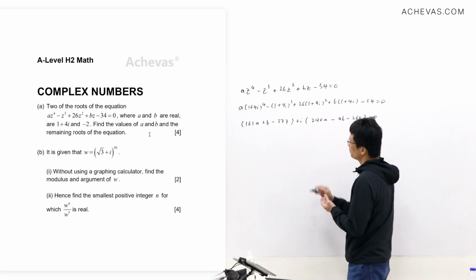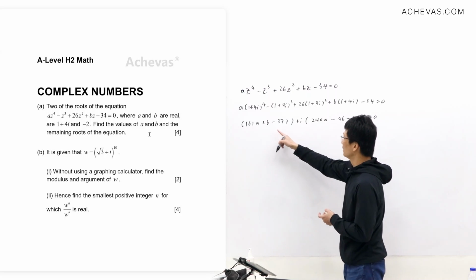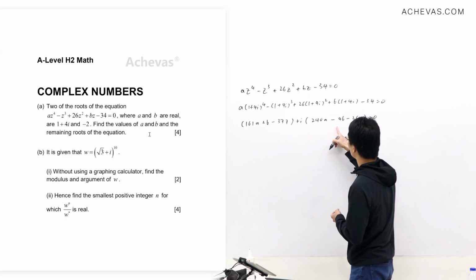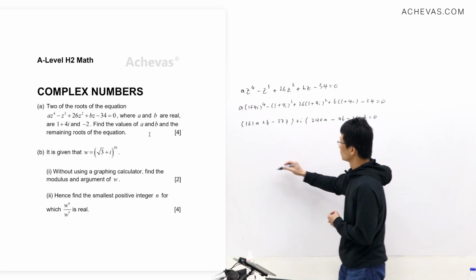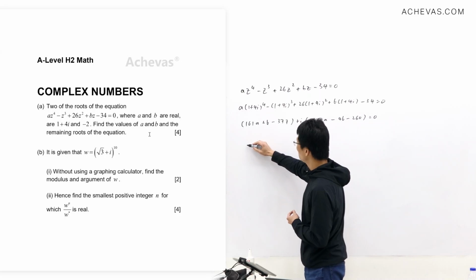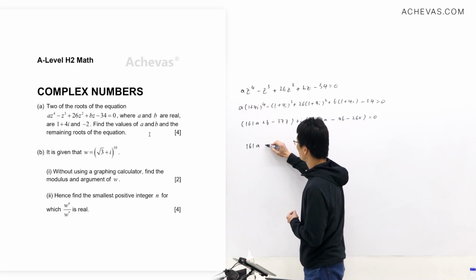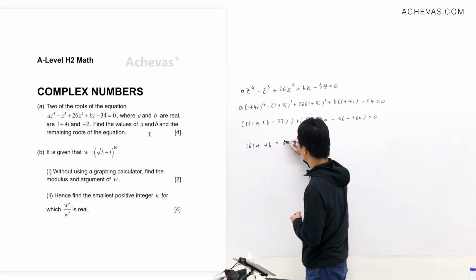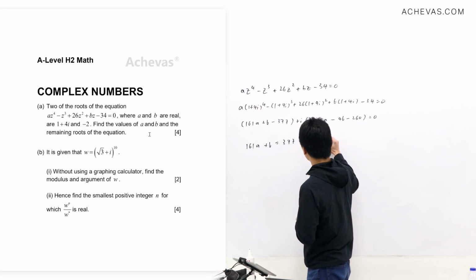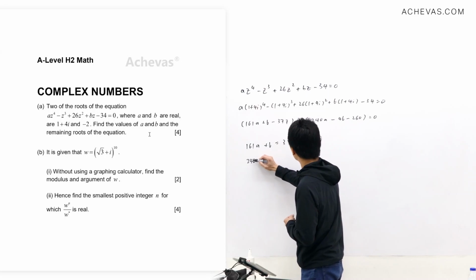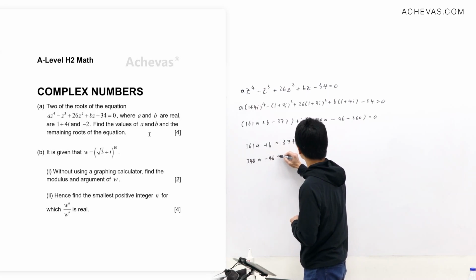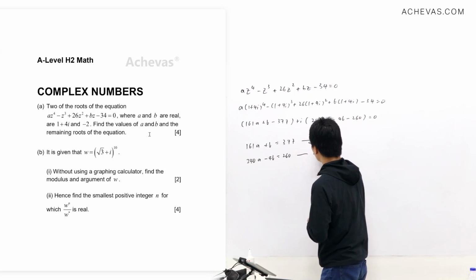By comparing the real part and the imaginary part, we can see that this term here is equal to 0, and this term here is also equal to 0. So we will be able to extract out two equations. We get 161a plus b equal to 377, we call it equation 1. The other equation we'll get is 240a minus 4b equal to 260, equation 2.